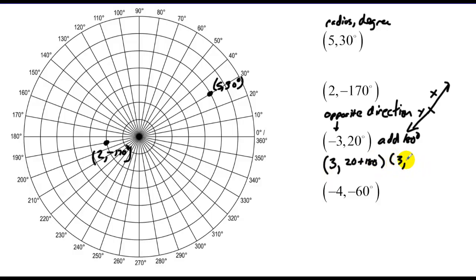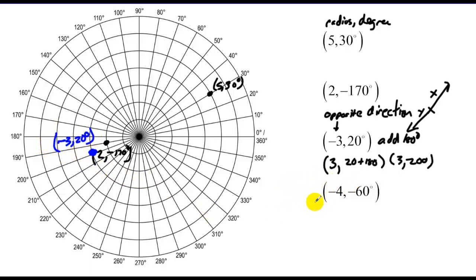and 200 degrees. So 3 and 200 degrees would put me 3 out, 1, 2, 3, and 200 degrees around, which puts me right over at this point here. So this is negative 3 and 20 degrees.